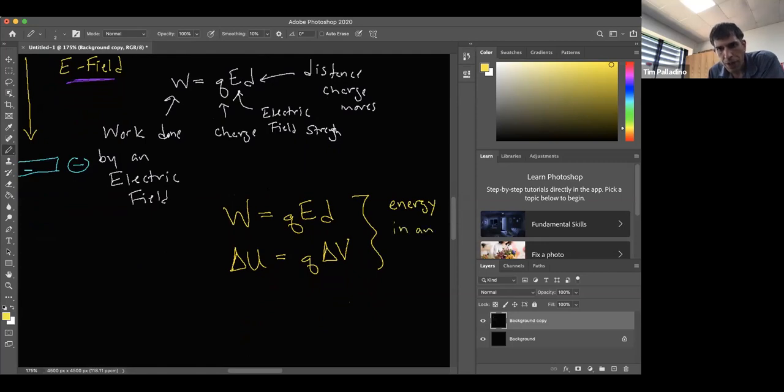So there's energy in an electric field, or energy to move a charge, okay? And then the one thing I haven't defined is this, which is just like potential difference. This is like electric potential, okay? And we're going to do some examples now to try to make sense of these, all right?